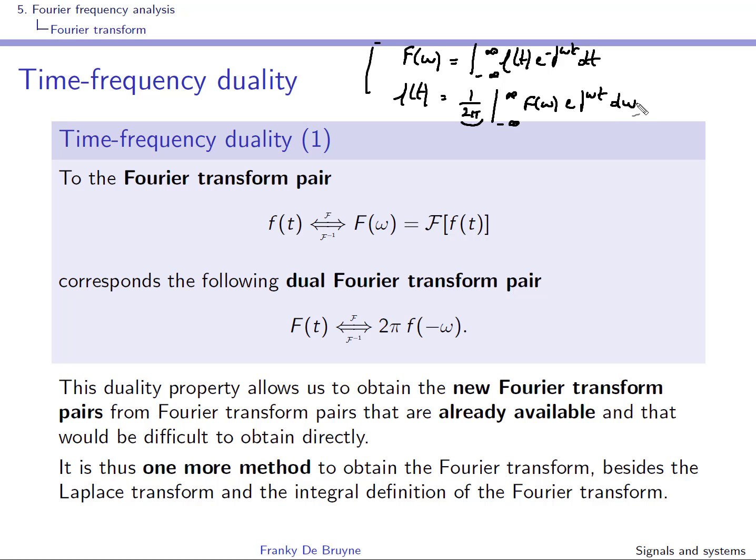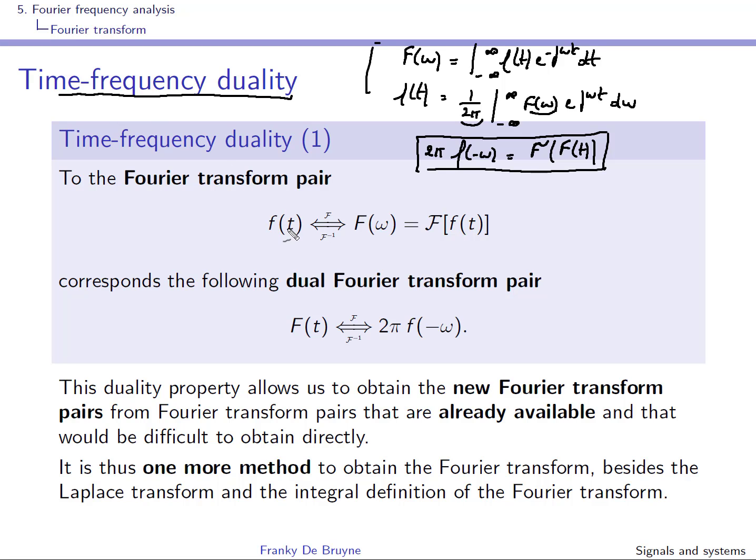But you can see already intuitively that if you take 2 pi, this is to get rid of this one, and you take this function here and you make it a function of minus omega, this will be the Fourier transform of the function that is over here, but that is now considered as a time function. This will be proved formally in the next slide. So this is how we arrive at time frequency duality.